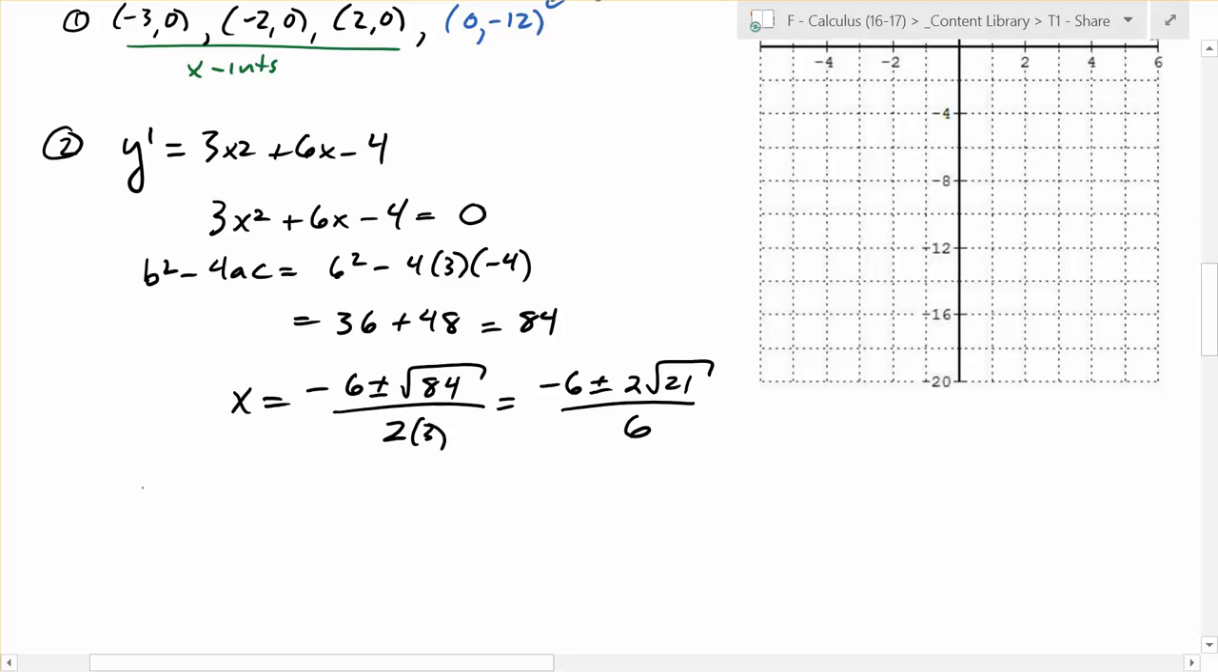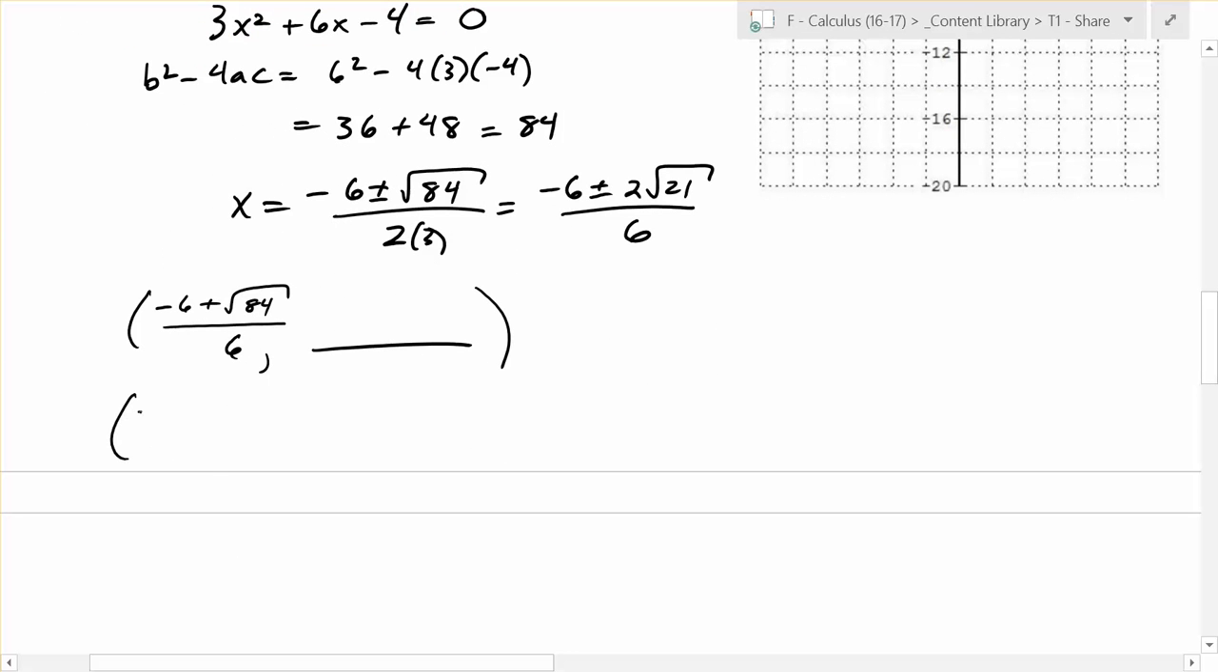I like what you're saying. So the goal immediately is to find y values, so you get points, right? Because an x value is not a point. So if you did this out, you ended up with what? Negative 6 plus the square root of 84 over 6, comma something, right? And then the other one is going to be negative 6 minus the square root of 84 over 6, comma.